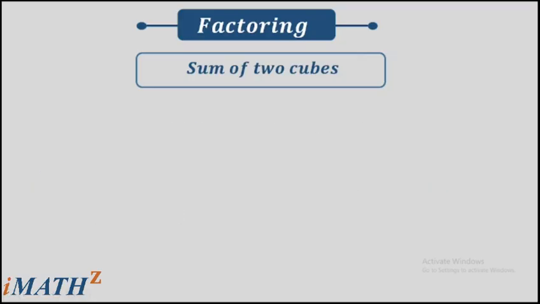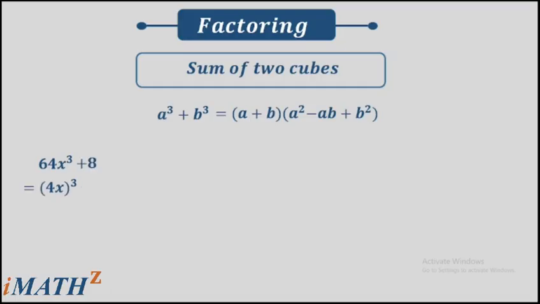Okay, let's do another sum of 2 cubes problem, which, remember, the equation looks like a cubed plus b cubed, which is equal to a plus b times a squared minus ab plus b squared. And if we had 64x cubed plus 8, we can write 64x cubed as 4x all cubed, because if you multiply 4 times 4 times 4, 4 by itself 3 times, we get 64, and if we multiply x by itself 3 times, we get x cubed. So the second term becomes 2 all cubed, because 2 times 2 gives us 4, and 4 times 2 gives us 8. So multiplying 2 by itself 3 times gives us 8.